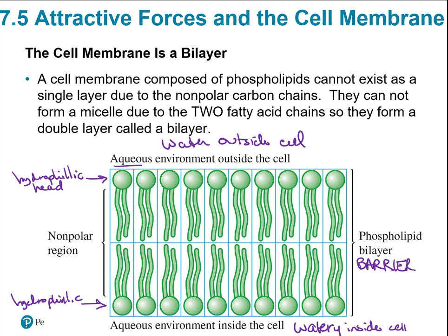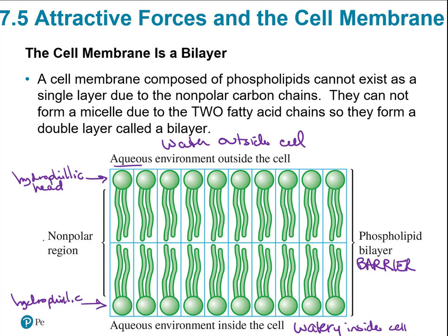So those tails are a barrier to anything that's what? What can't pass through? So what's not going to mix with those tails? So that whole area is hydrophobic, all of the area where the tails are. So what's not going to mix with things that are hydrophobic? Water soluble. Things that are watery, right? So things that are polar, things that are ionic. So this becomes a barrier to anything that's hydrophilic.